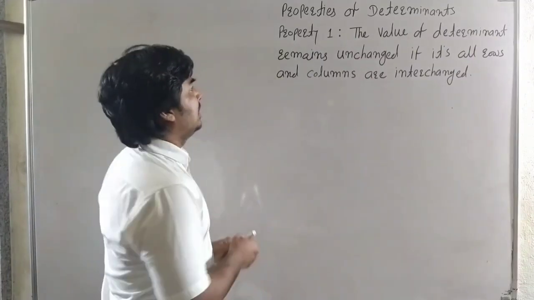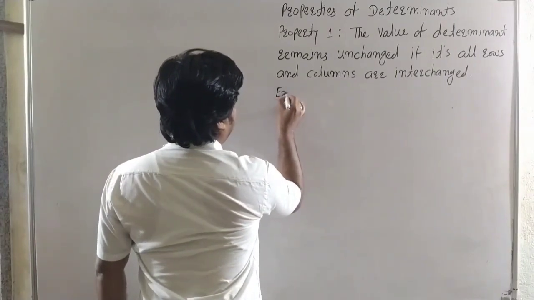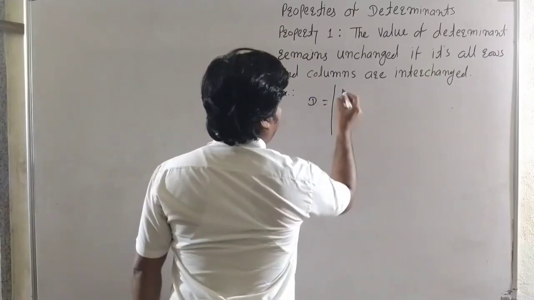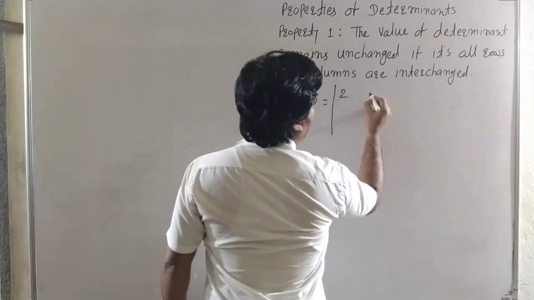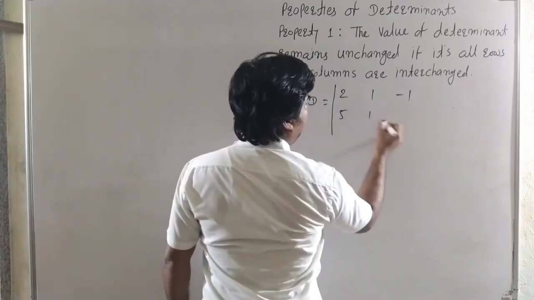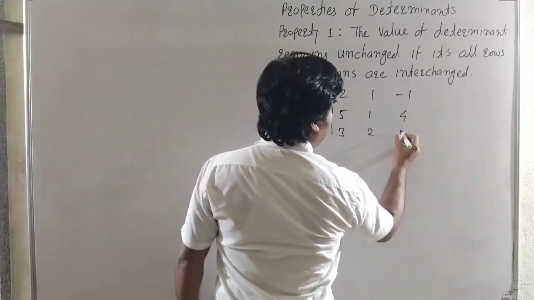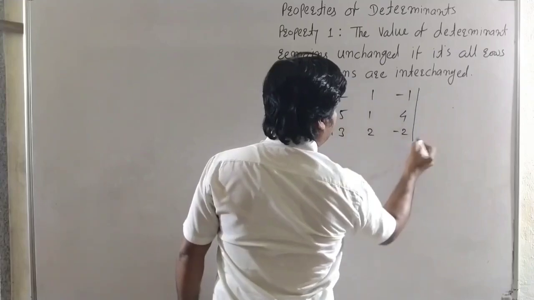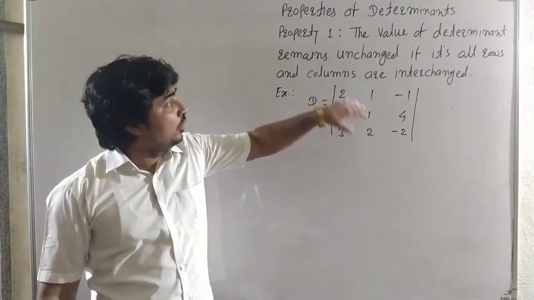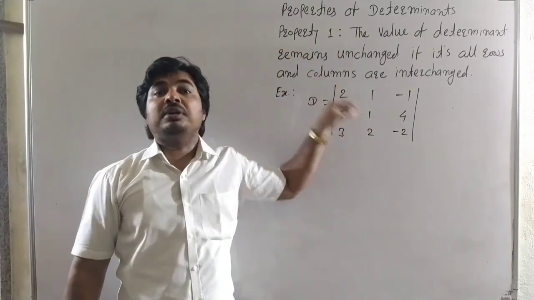Here we see an example. Let a determinant be, 2, 1 and minus 1, 5, 1, 4, 3, 2, minus 2. Suppose this is one determinant. We can first find the value of this determinant and then we prove that if the rows and columns are interchanged, then the value of determinant remains unchanged.